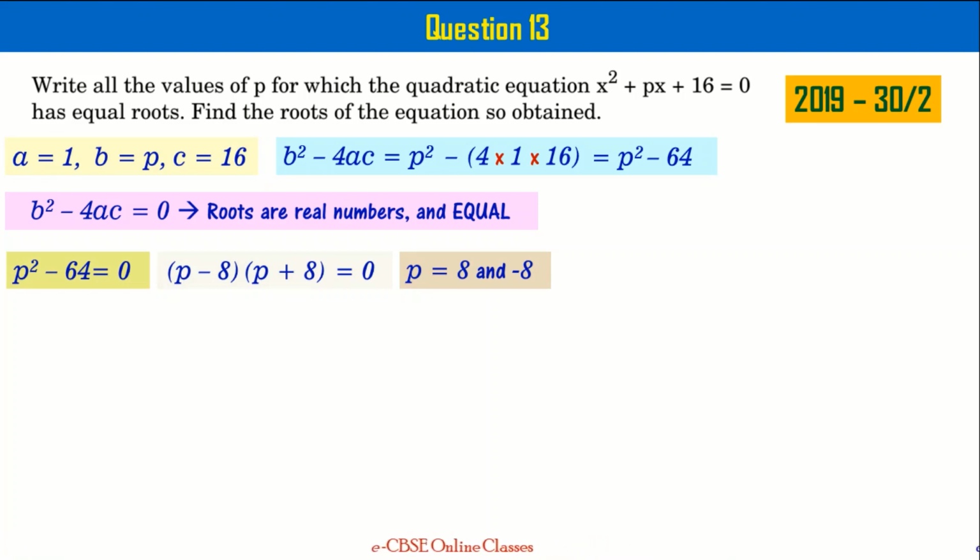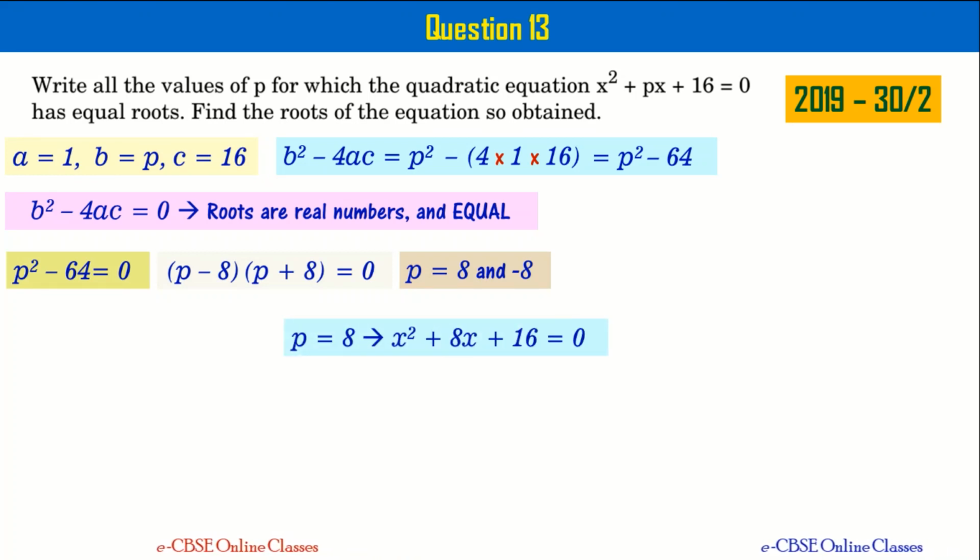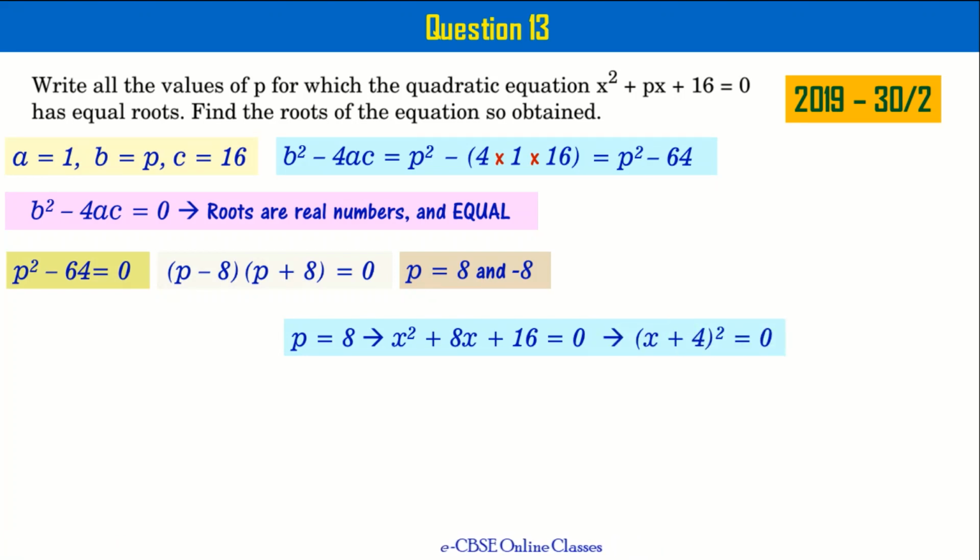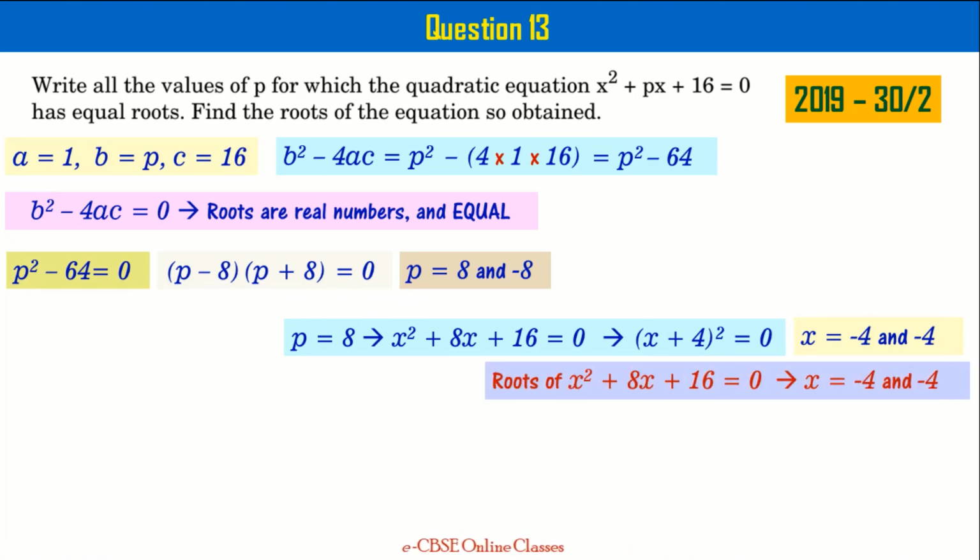When you take plus 8 for the p, then the given expression can be written as x square plus 8x plus 16 equal to 0. This can be expressed as (x plus 4) whole square equal to 0. It means x is equal to minus 4 and minus 4. The two roots are equal and that is equal to minus 4. So now we can say that the roots of x square plus 8x plus 16 equal to 0 are minus 4 and minus 4.